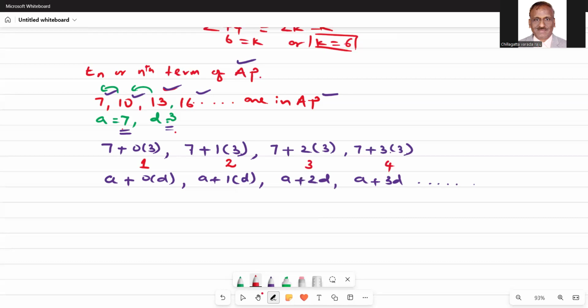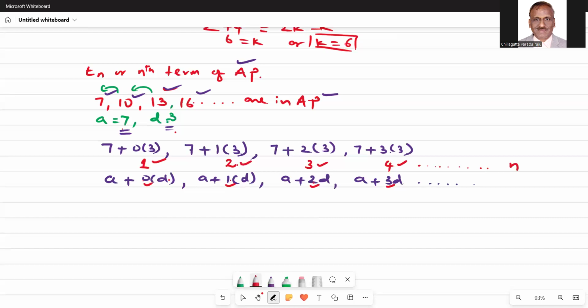Observe carefully the particular term and the coefficient of D. Term is 1, coefficient of D is 0. Term is 2, coefficient of D is 1. Term is 3, coefficient of D is 2. Term is 4, and coefficient of D is 3. What you are observing here is that the coefficient of D is 1 less than the particular term. Suppose the terms continue like that up to n terms.